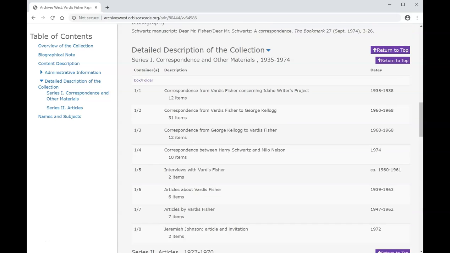After looking at the series and subseries, deciding the types of materials that will benefit your research, you can look at the container list. This collection is described at the box folder level. This means that each of these rows corresponds to a particular box and folder within the collection. For example, this 1/2 next to the correspondence from Vardis-Fisher to George Kellogg means that that folder is the second folder in the first box of the collection. You can also see, looking at the container list, the number of items in that folder, in this case 31, and the years those materials span, 1960 to 1968.